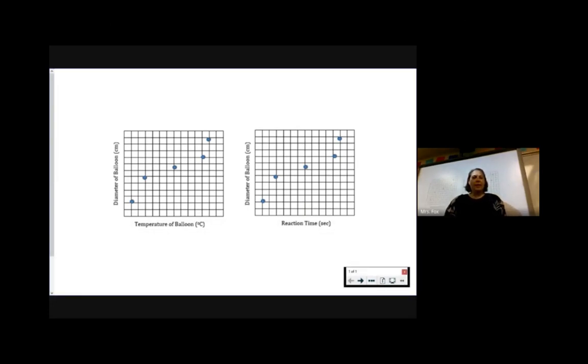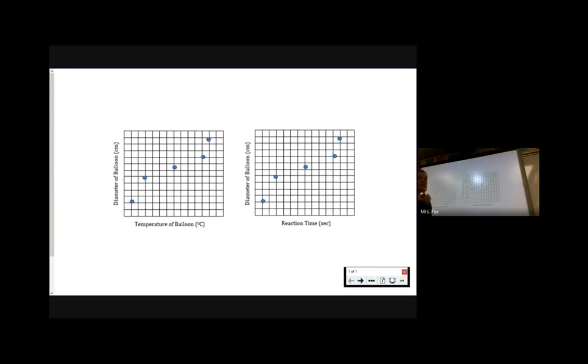We were just talking about using line graphs and when you should be using a line of best fit or a trend line compared to connecting your data points. So we will use a line of best fit when the independent variable is anything other than time. When your independent variable is time, that's when you connect your data points. So let's look at an example. The first graph I have, my independent variable is temperature of balloon. That is not time. Therefore, we would be using a line of best fit.